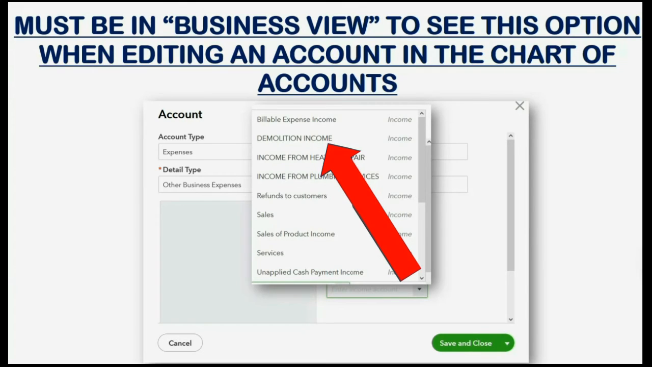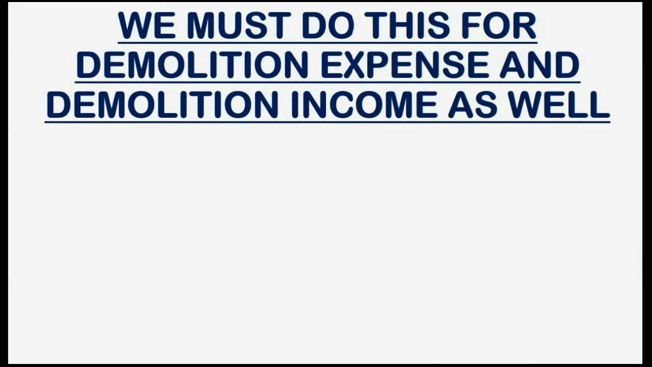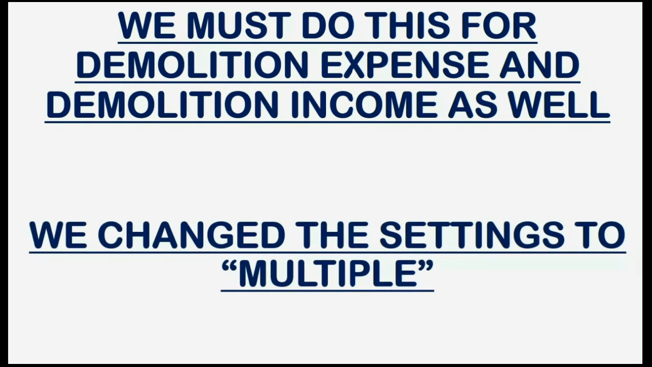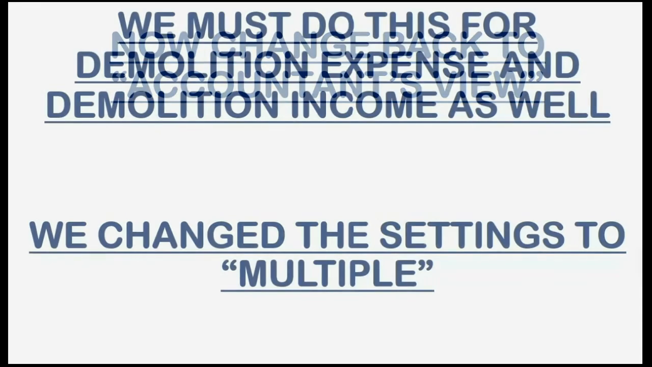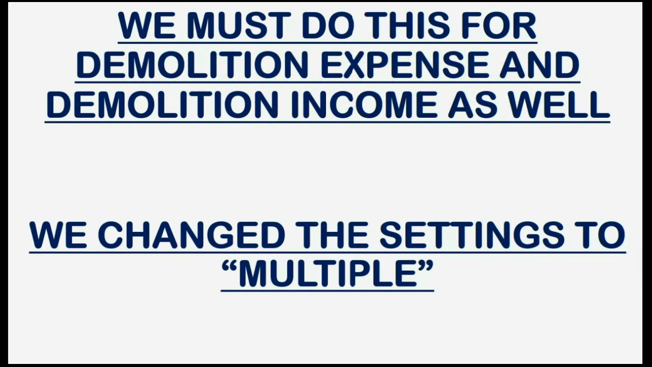So you see what happens when we pay the expense, and then you'll see it will go up as income when we bill for it. And we must do this for demolition expense as well, because once you flip the option to multiple income accounts, whatever we did before about the default billable account doesn't matter. So we change the settings, so we have to connect both. So let's go ahead and we won't go back to Accountant's View until we connect them.